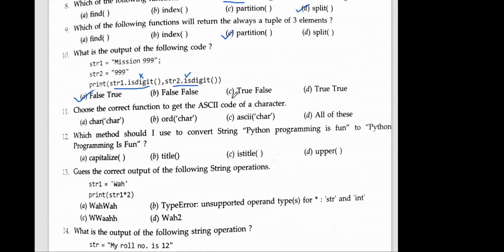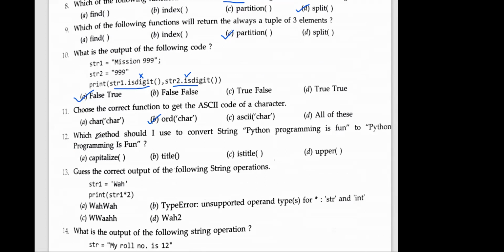Then question number 11. Choose the correct function to get the ASCII code of a character. If you want the ASCII code of any character, which function are you going to use? We have discussed this previously. B. Answer will be B. ord. ord is the short form for ordinal.